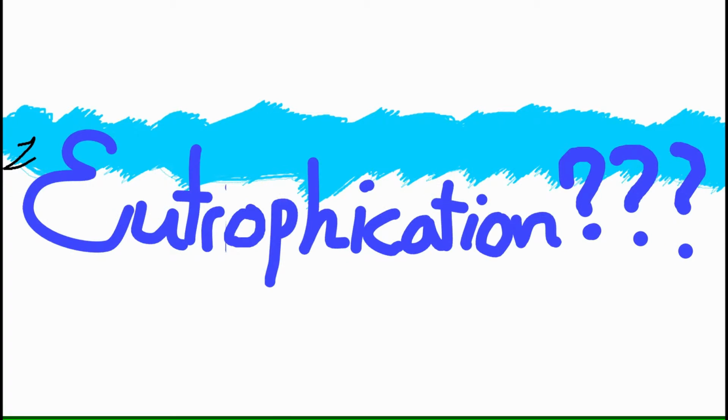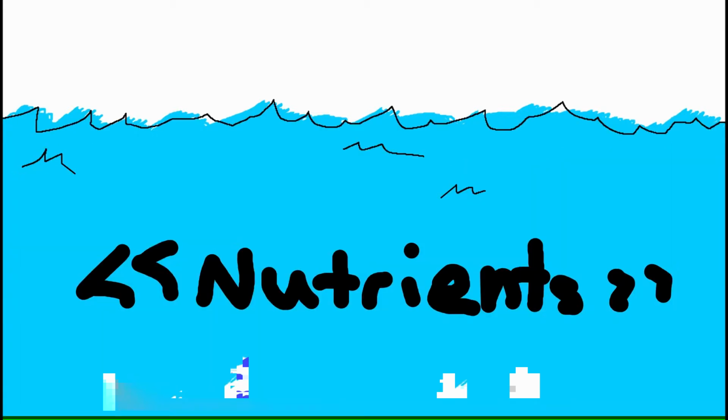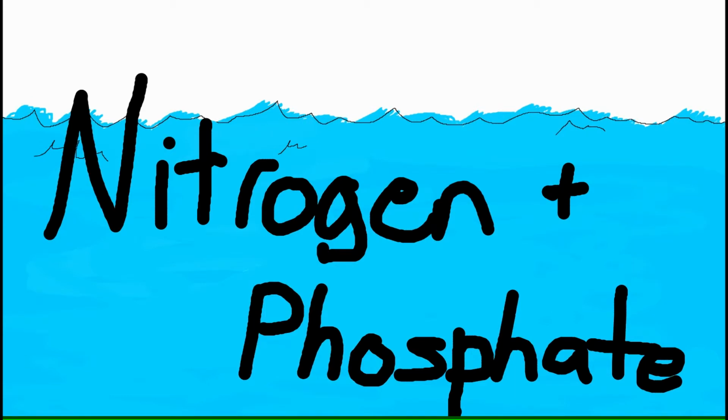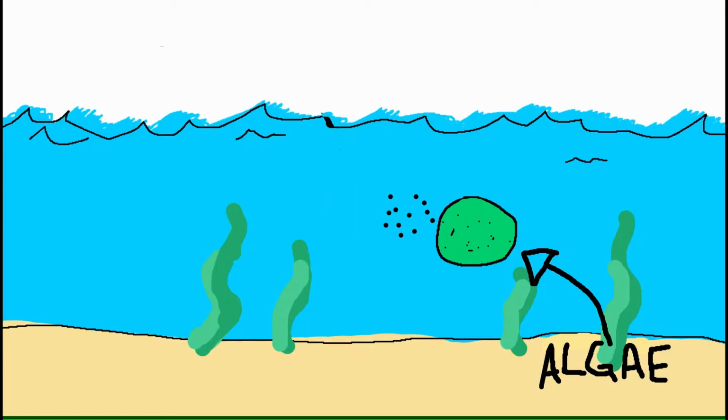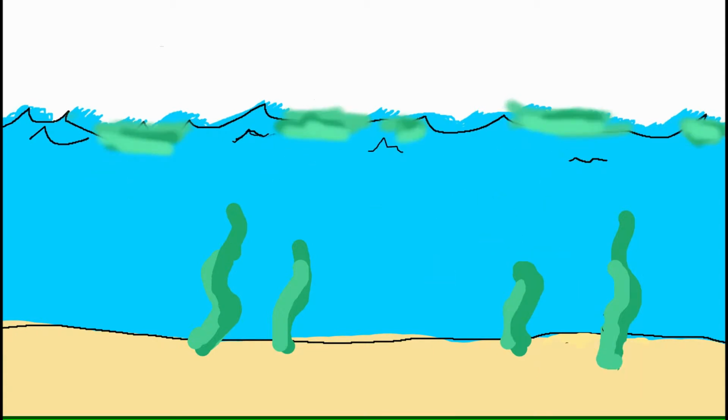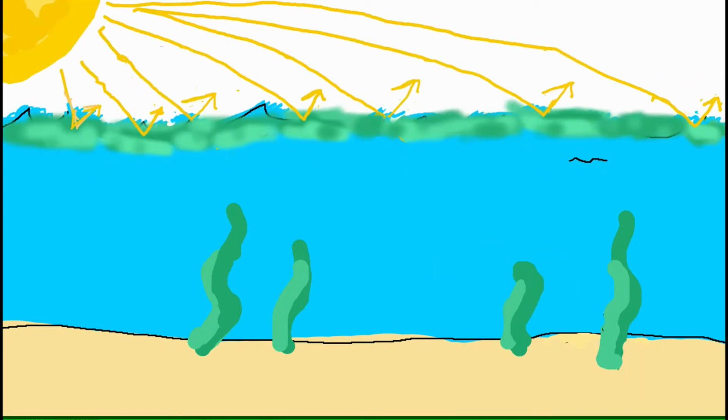What is eutrophication? Eutrophication happens when there are too many nutrients in a lake or other bodies of water, mainly from fertilizer runoff from land, making the water high in nitrogen and phosphate. Those nutrients in the water get eaten by the algae, causing it to grow and reproduce quickly, forming a thick green layer on the surface of the water, called algal bloom.